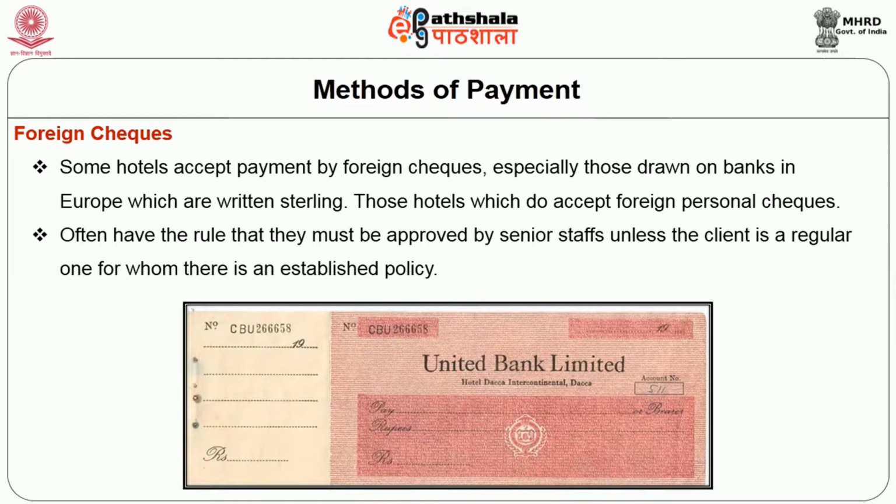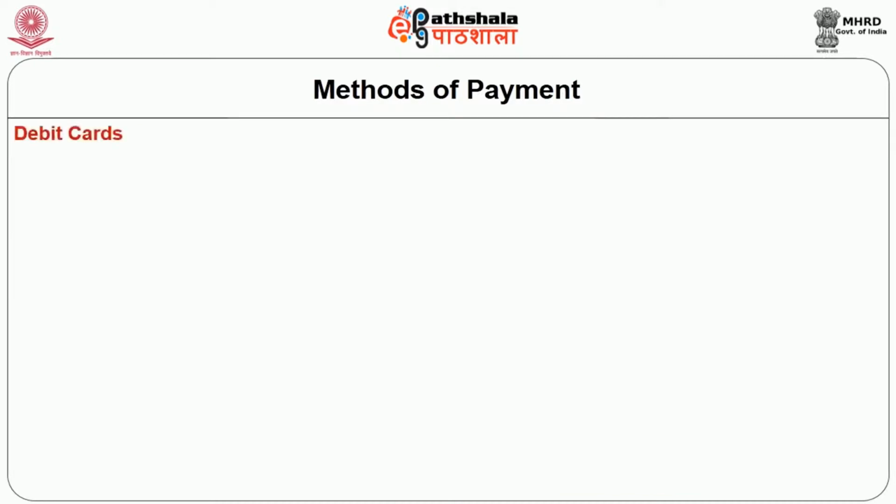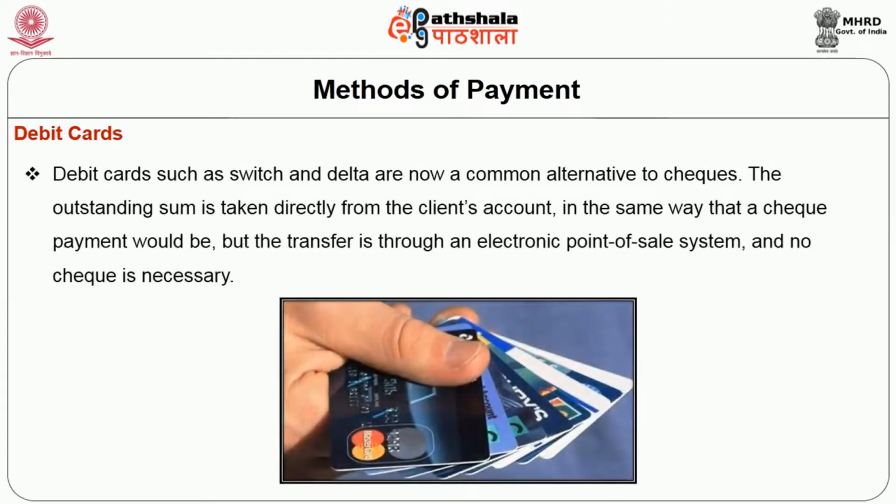Using debit cards is an important way of making transactions nowadays. Debit cards such as Switch and Delta are now a common alternative to checks. The outstanding sum is taken directly from the client's account, in the same way that check payment was done earlier. This payment would be transferred through the electronic point of sale system and no checks are necessary.